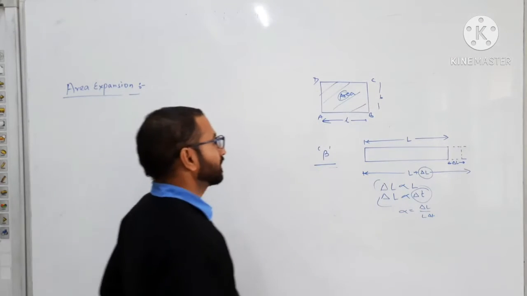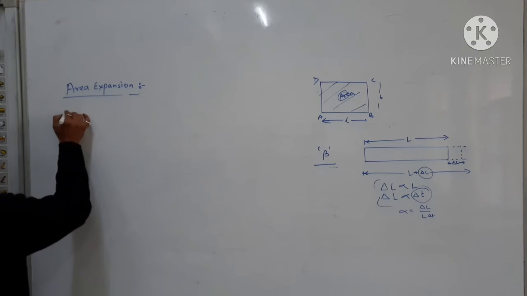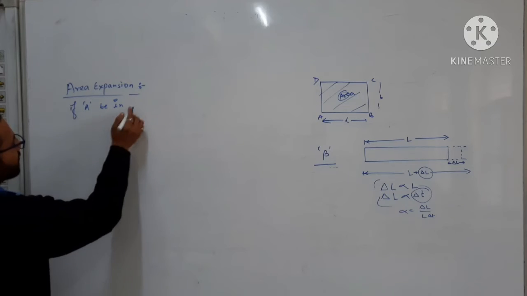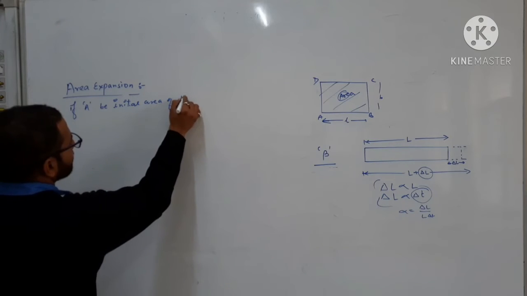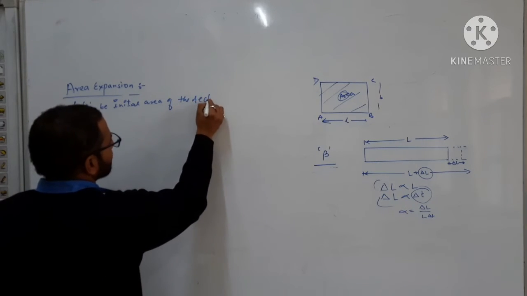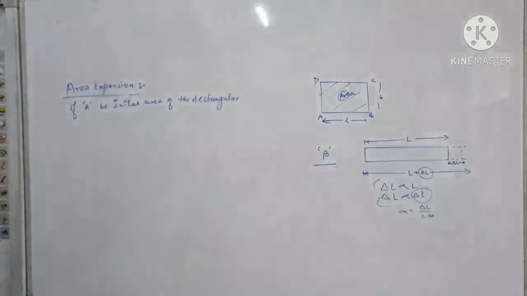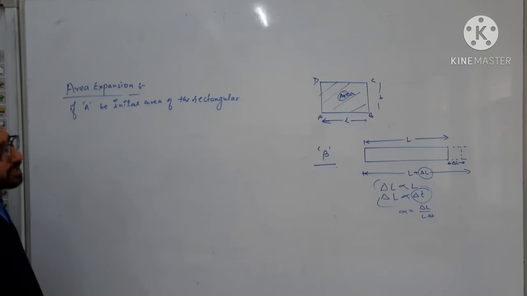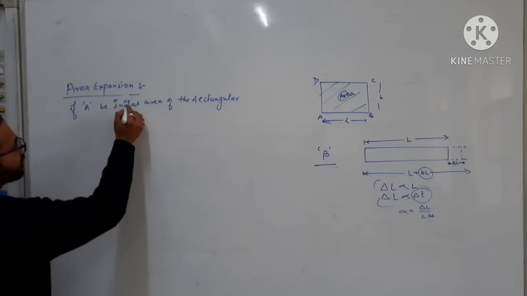So similarly, here we will also discuss the area expansion, in which we can write, if A is the initial area, because it plays an important role for this derivation. Initial area of the rectangular body. Here I am taking a rectangular body, but when we want to show the relation between alpha, beta, gamma, then we will take a cube body for easier calculation, or a square body, cubical body in 3D, square body in 2D. So here A is the initial area.